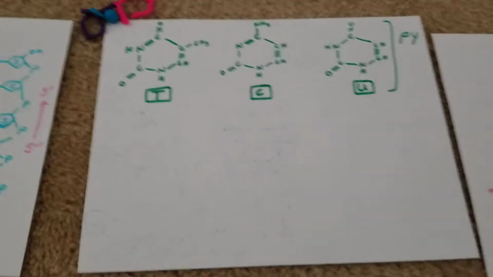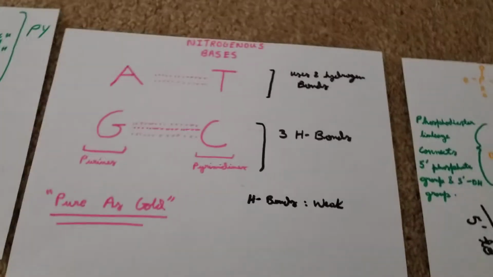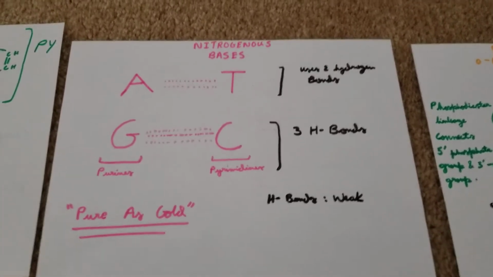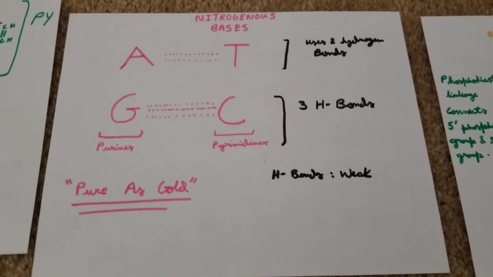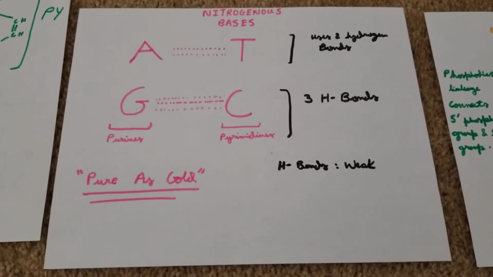Now let's go over the bonding between these two nitrogenous bases. Adenine always pairs with thymine, guanine always pairs with cytosine. Hydrogen bonds are what keeps the bases together. These are pretty weak bonds and do not contribute to the overall stabilization of the DNA.